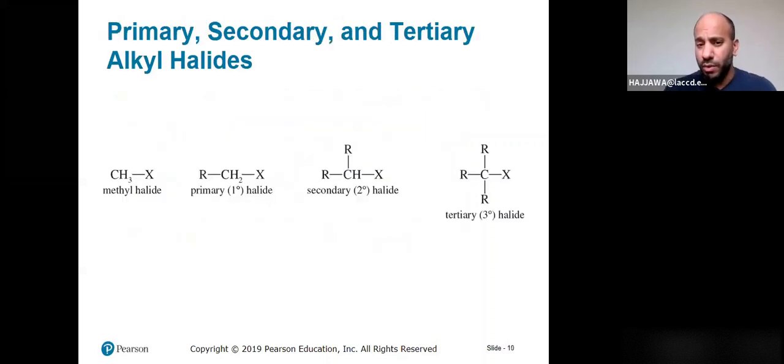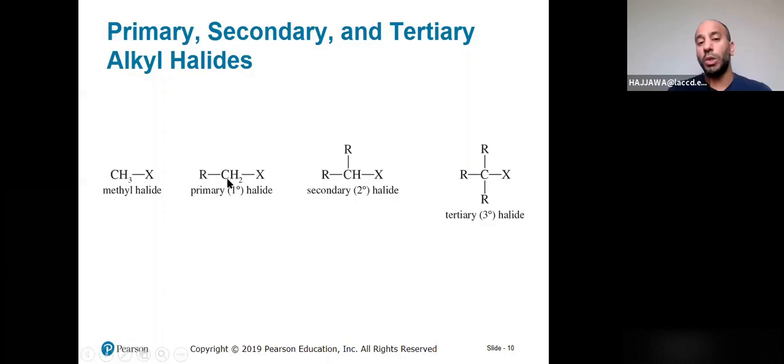Let's look at some examples. Here's the first example where the halide is attached to a methyl. So that's why it's a methyl halide. Here's the second example, or the second category, where the halide is attached to a carbon that has a carbon attached to it. So this is a primary carbon. Therefore, this is a primary halide.